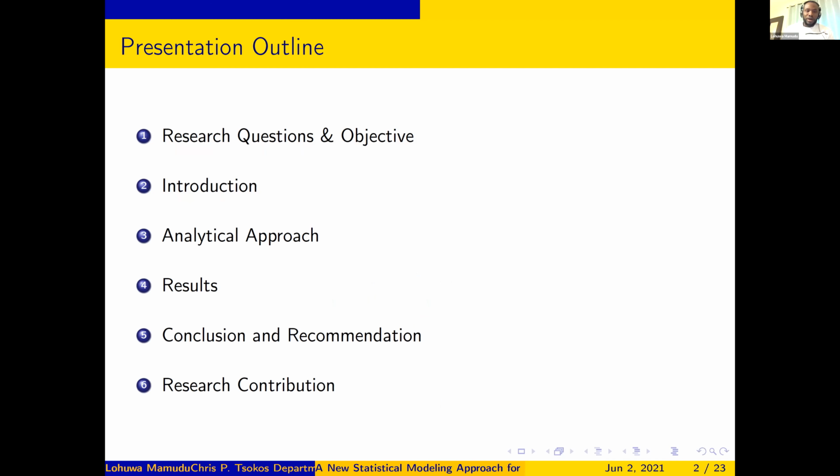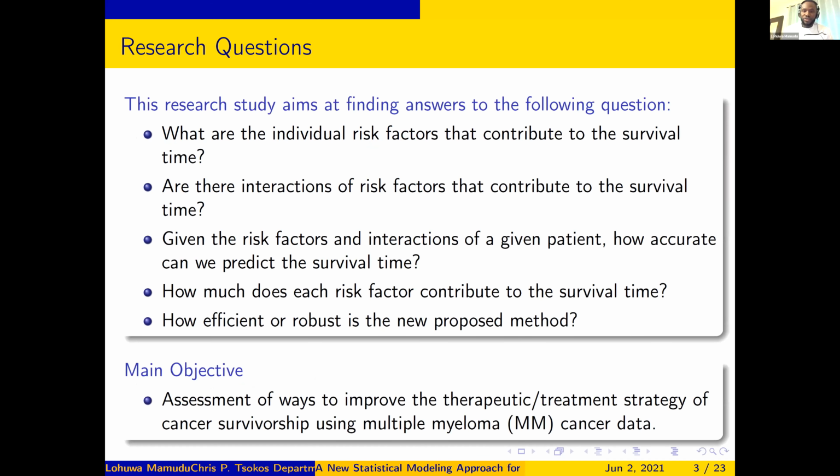This research study aims at finding answers to the following questions. What are the individual risk factors that contribute to the survival time? Are there interactions of risk factors that contribute to the survival time? Given the risk factors and interactions of a given patient, how accurately can we predict the survival time? How much does each risk factor contribute to the survival time? And how efficient or robust is the new approach?